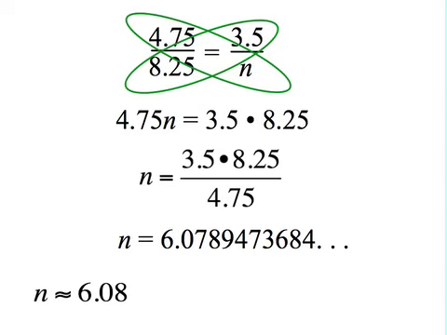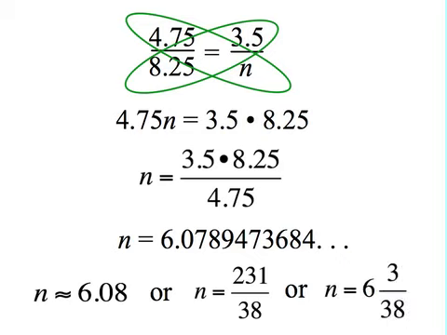But then with the help of our calculator, we converted that long decimal, and we got that the entire number is 231 over 38. And if you like mixed numbers, that's 6 and 3/38. So for this proportion, we've written it, rounded off to the nearest hundredth, the exact answer expressed as an improper fraction, 231 over 38, and the mixed number 6 and 3/38.